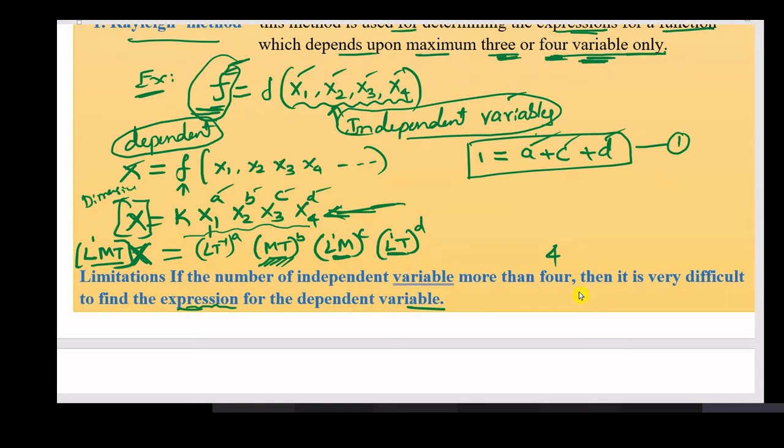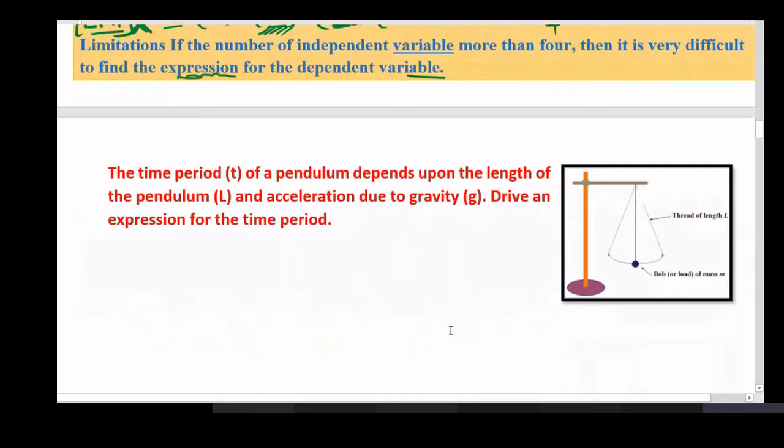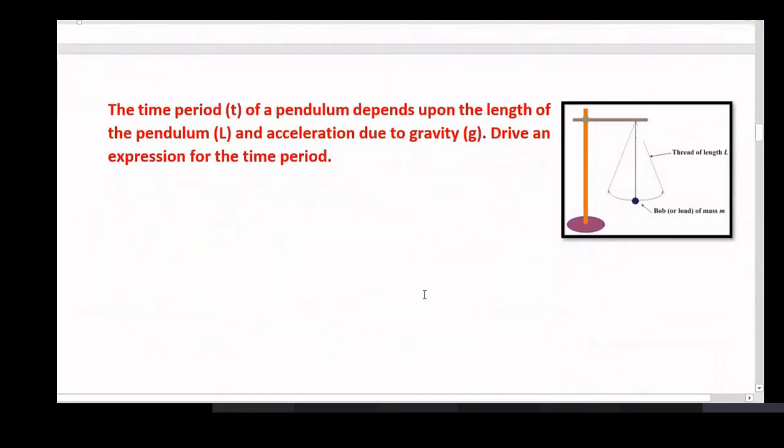If it is not mentioned in the numerical statement whether to use the Rayleigh method or the Buckingham Pi theorem, and the number of variables is 4 or less, you go ahead with the Rayleigh method. See how many variables there are in the statement of the numerical. If the number of variables is more than 4, you go for the Buckingham Pi theorem. Don't waste your time doing this analysis in the Rayleigh method. So we will consider one example. This numerical problem we will solve, and we'll derive an expression using the Rayleigh method.